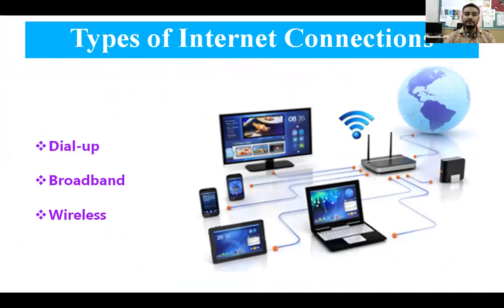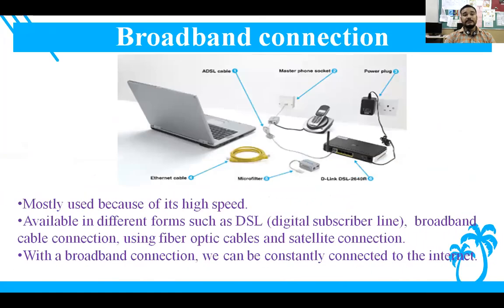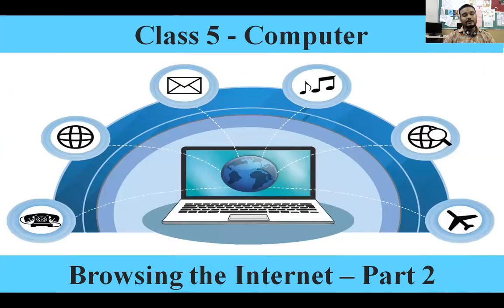And then we had seen types of internet connection. We had seen how many types of internet connections are there. Yes, three types. The first one is dial-up, in which dialing technology, that is telephone, is used along with the modem. In the second one, broadband connection is used, that is DSL, digital subscriber line, or fiber optic cable. And the third one is a wireless connection, which uses radio frequency bands or Bluetooth technology, or we can say Wi-Fi technology also is used in that. That was part one.